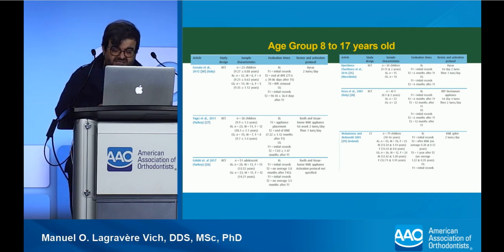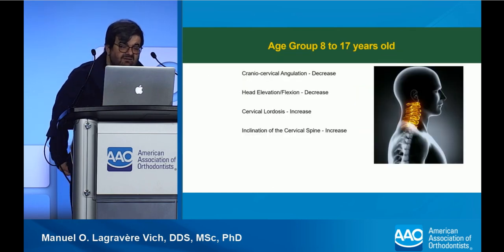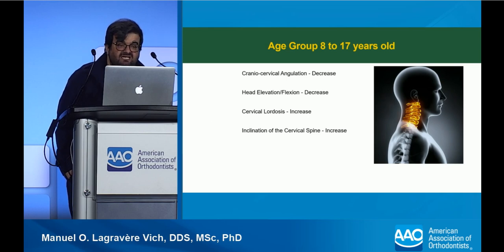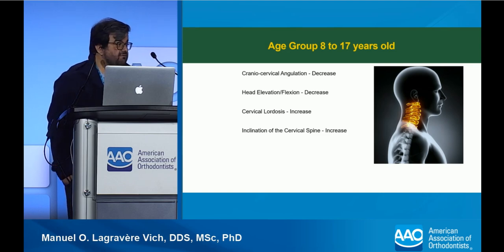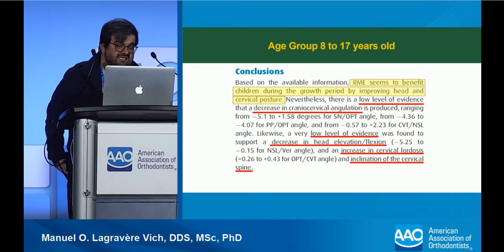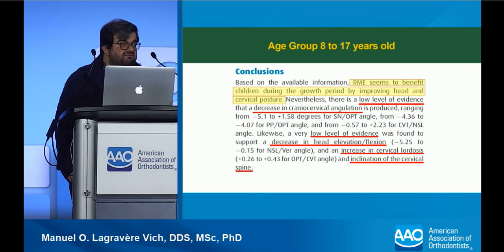Right. So what they found in summary was that there was a craniocervical angulation decrease, a head elevation flexion decrease, a cervical lordosis increase, and an inclination of the cervical spine increase. So that's basically the summary of all these. But to conclude, we can see that RME does benefit children during the growth period by improving the head and cervical posture. But we have to be, again, cautious.